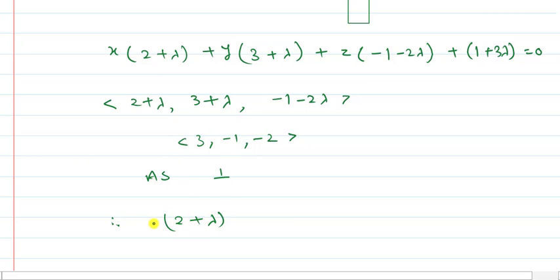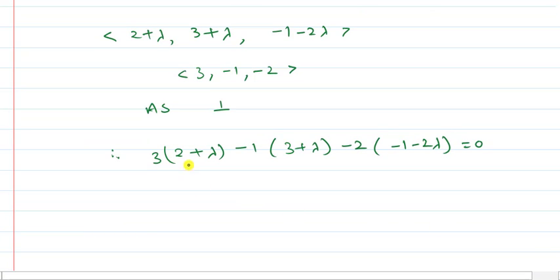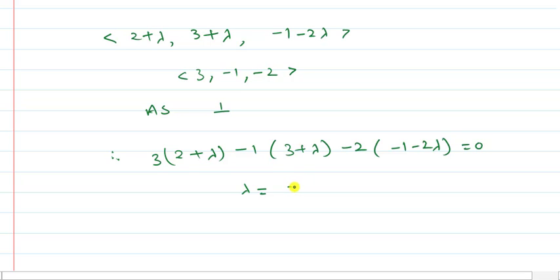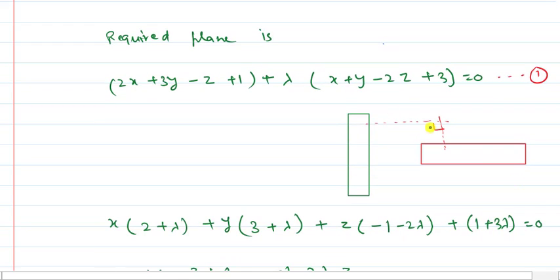that is, (2 plus lambda) into 3 minus 1 into (3 plus lambda) minus 2 into (minus 1 minus 2 lambda) is equal to 0. So from here we calculate the value of lambda as minus 5 upon 6. Now putting the value of lambda in equation number 1, which is the equation of the required plane, we'll get the equation of the required plane.